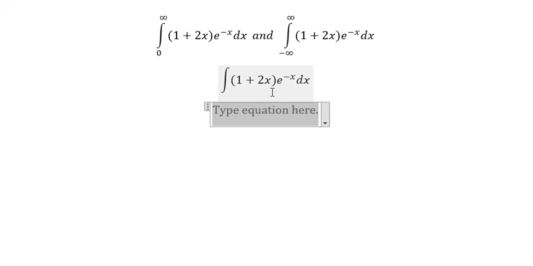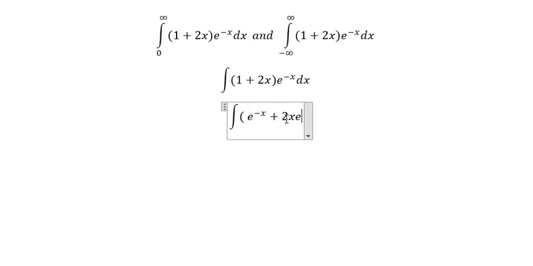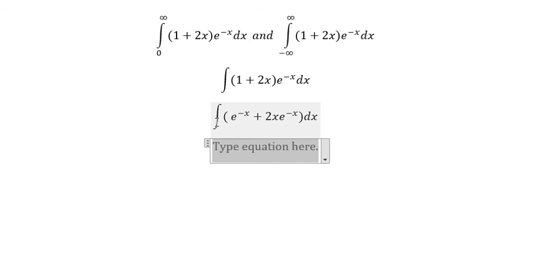Now, we have number 1 and 2x. We will multiply with e to the power of negative x. So we will get e to the power of negative x and 2x multiplied with e to the power of negative x dx. So we can find the integral of e to the power of negative x is negative e to the power of negative x. And now we find the integral of the second one.